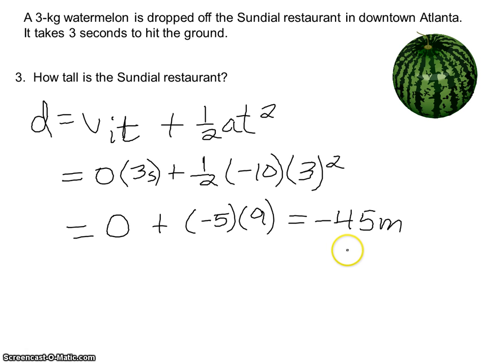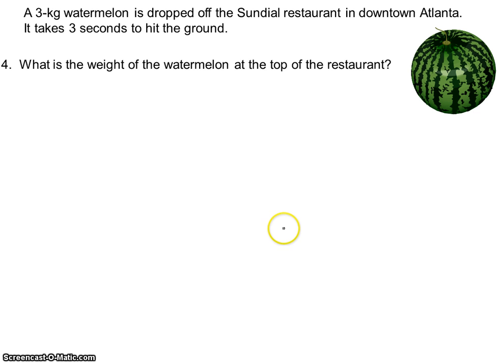Now in regular conversation, we probably wouldn't say a building is negative 45 meters tall. So it would be very appropriate to go ahead and just keep that a positive value since it's 45 meters above the ground. And then finally, what is the weight of this watermelon?